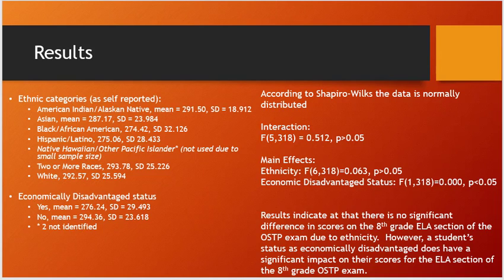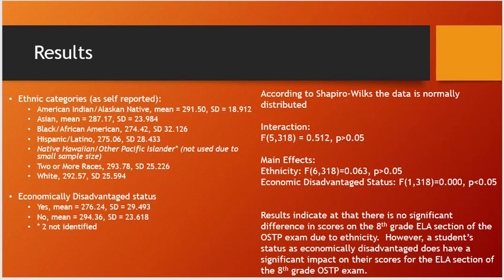When it came to the results of the study, when it came to ethnic categories as self-reported, the mean for students who self-reported as American Indian or Alaskan Native was 291.5 with a standard deviation of 18.912. The mean score of Asian students was 287.17 with a standard deviation of 23.984.